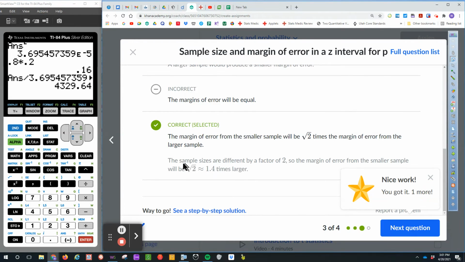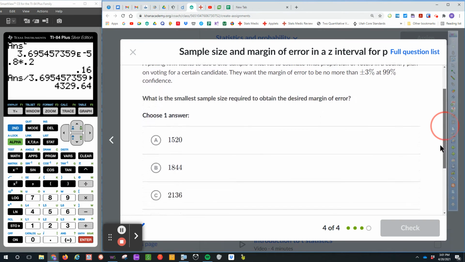Because now this is the answer that I wanted to tell you. The sample sizes are different by a factor of 2. So the margin of error from the smaller sample will be 1.4, so it's square root of 2, right? Root 2. The margin of error from the smaller sample size will be 1.4 times larger than the margin of error from the bigger sample.